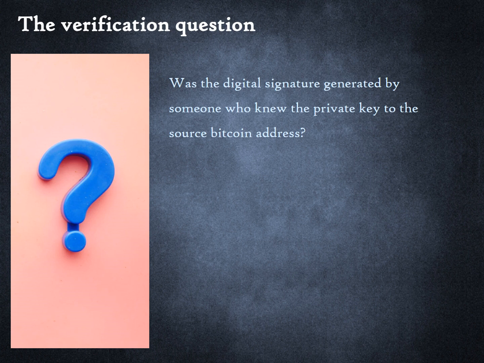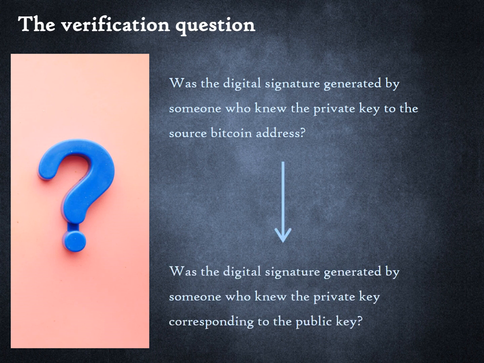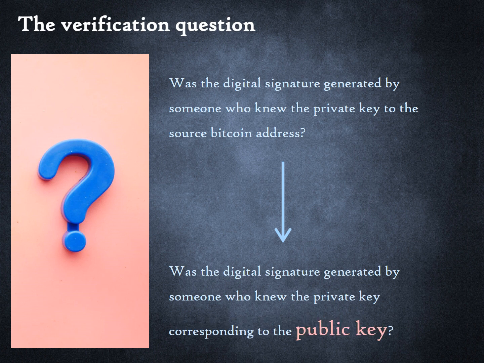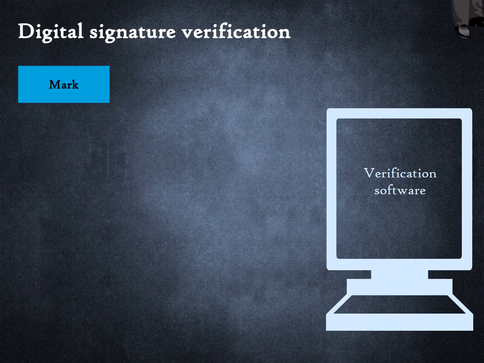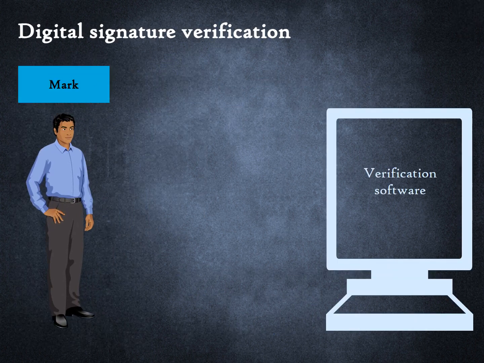the source Bitcoin address? Since the public key is uniquely linked to the Bitcoin address, this question can be restated as below. Was the digital signature generated by someone who knew the private key corresponding to the public key? The function of the public key is to prove knowledge of the private key without revealing it. To verify the digital signature, three pieces of publicly known information need to be input into the verification software program installed on the Bitcoin nodes.